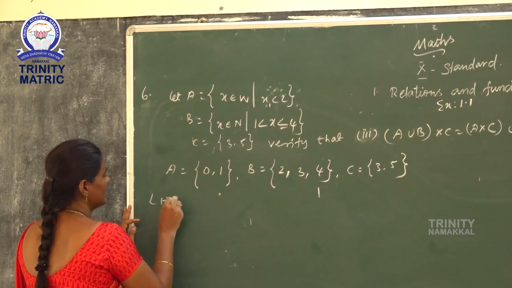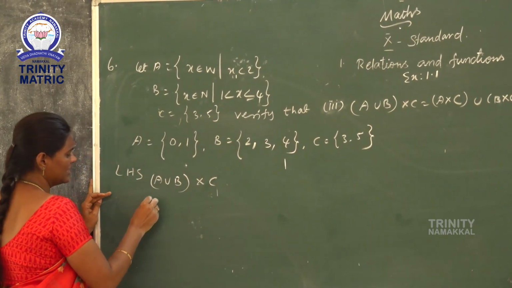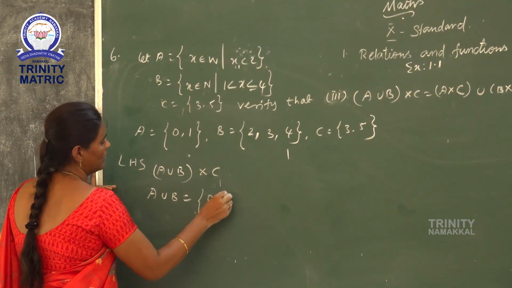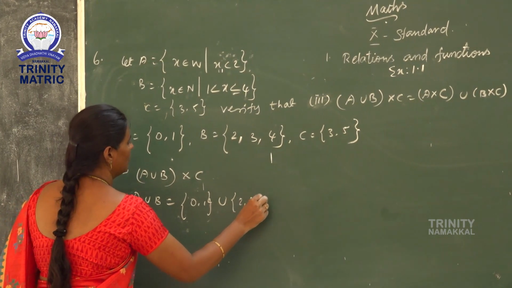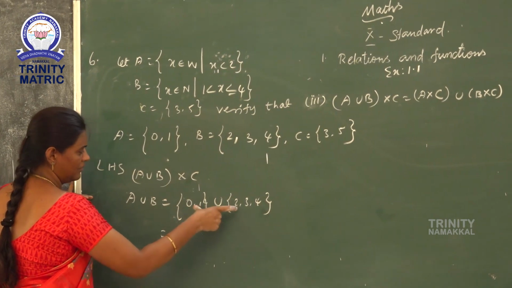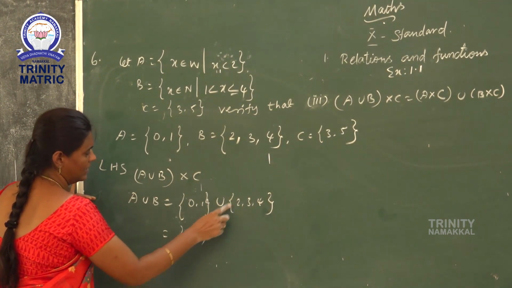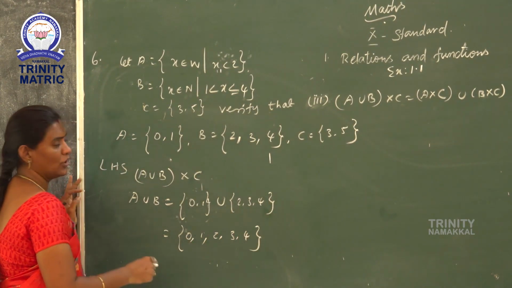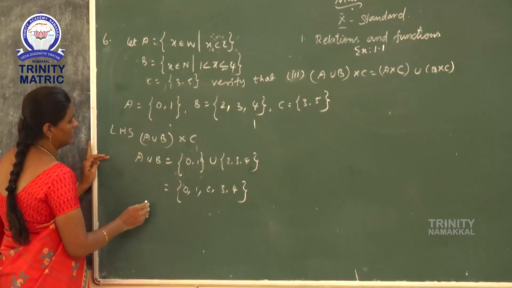First we take the left hand side, A union (B cross C)... from this we first have to find A union B. What is the set A? 0, 1, union 2, 3, 4. Now we take the union. Union means we write all the elements combined together: 0, 1, 2, 3, 4. We write all the elements in the set A and the set B. That is A union B.